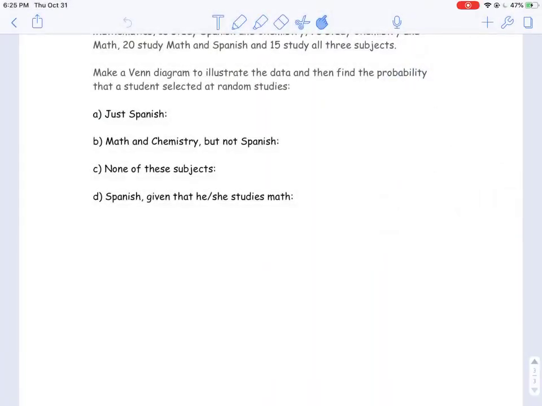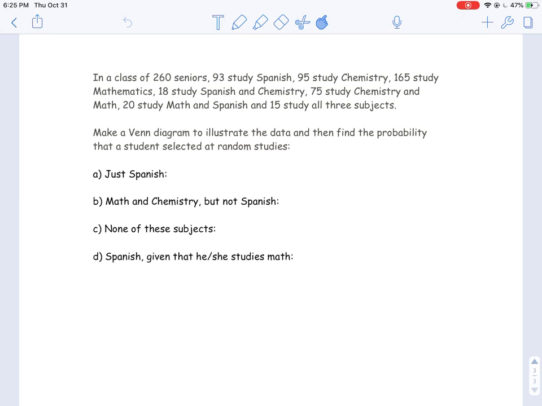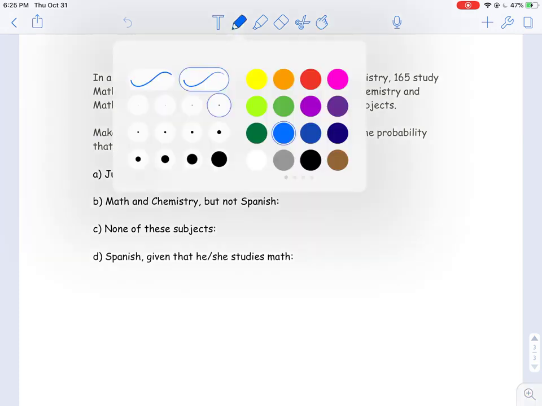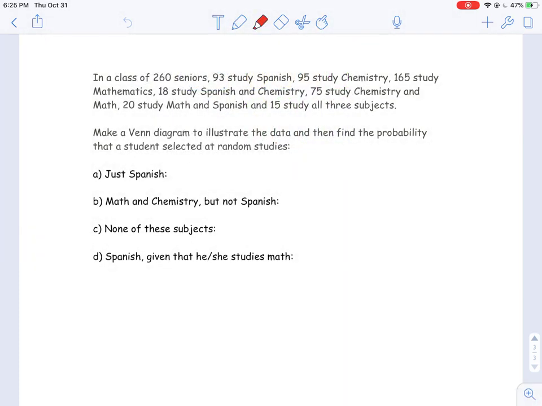I've had some requests to go over this example from the homework, so I figured I'd use this as an opportunity. Now, this is involving Venn diagrams, so I'm going to be using Venn diagrams for this, but let's start out with the problem. I'm going to highlight the important information I need.